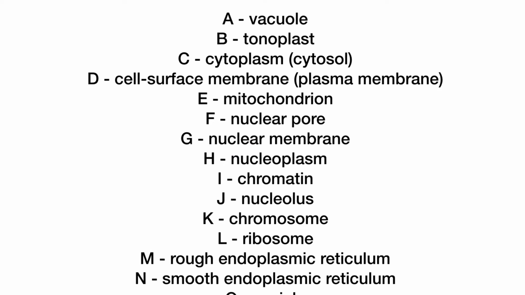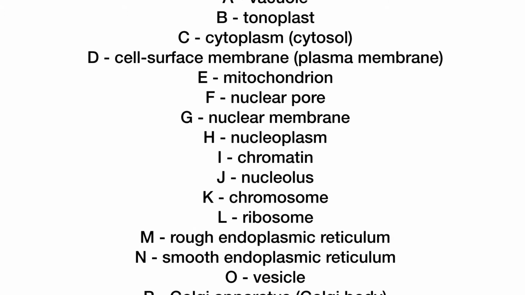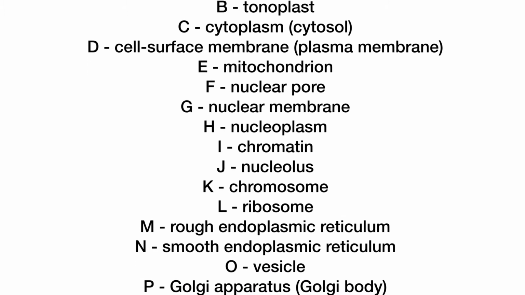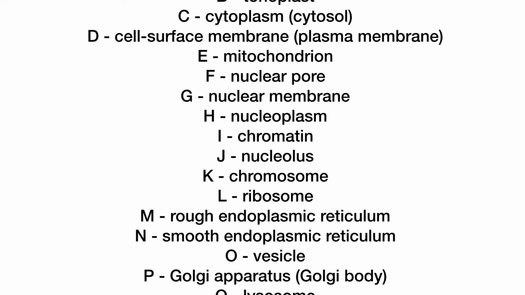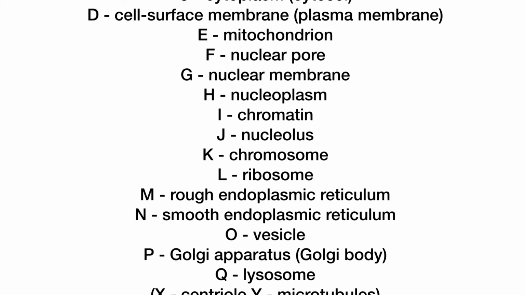Now get yourself a second sheet of paper, and on this sheet of paper you're going to write down the letter and the organelle they correspond to, so A, vacuole, B, tonoplast, so on and so on. So pause this and get all that done. And when that's complete, you're ready to test yourself.